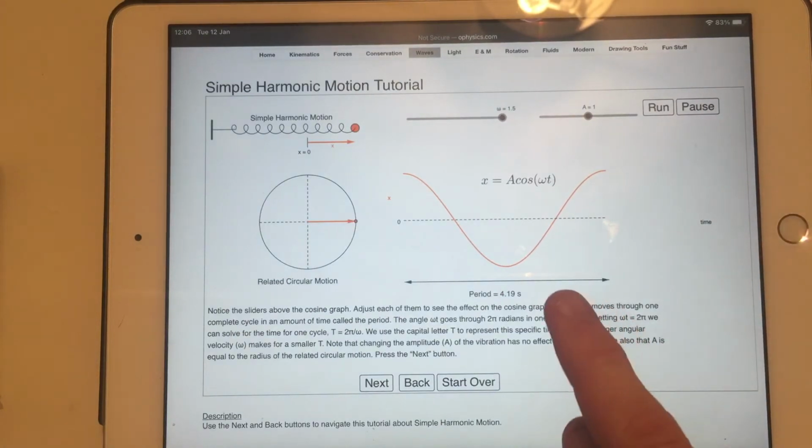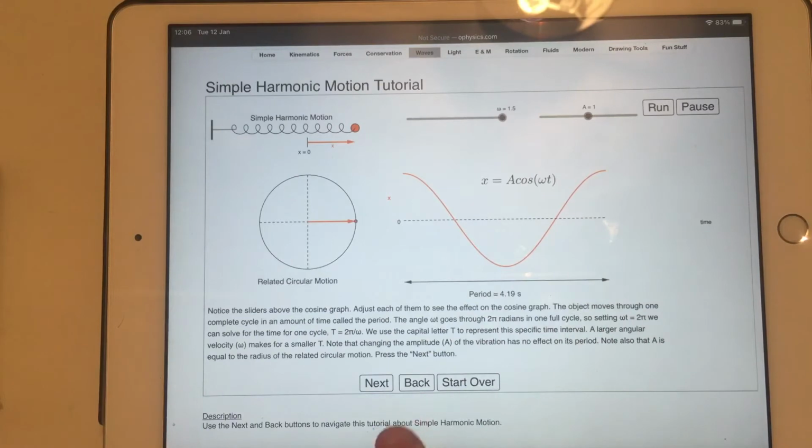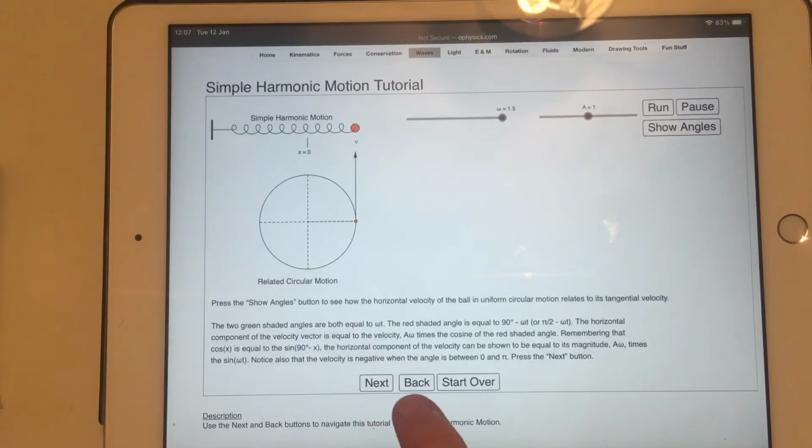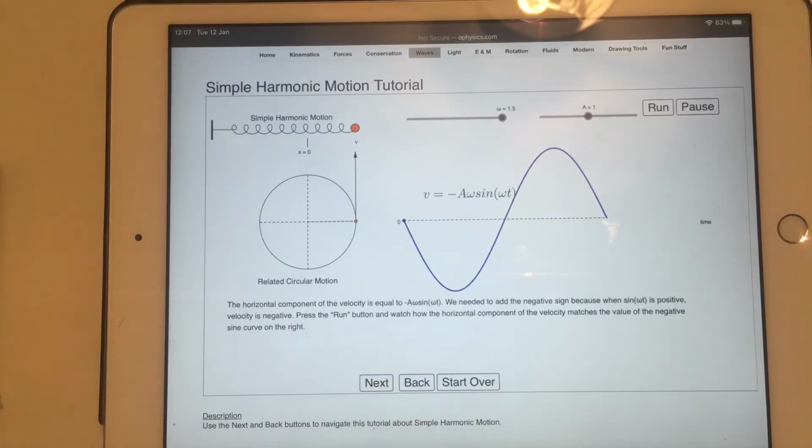Right, so that's the displacement graph. I just want to show you the velocity graph. And so there's the velocity graph.